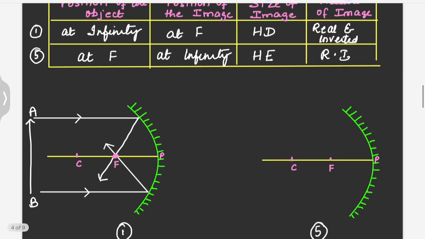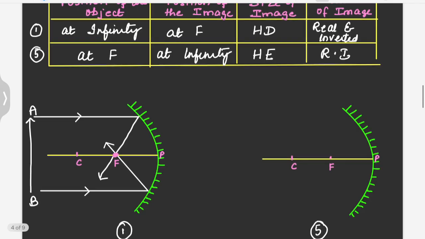Now let us draw the ray diagram. We are going to keep the object here at F. This is F, and we keep the object on F. This is A and this is B. Now draw two rays. The first ray is passing parallel to the principal axis like this. When it passes parallel, how will the reflected ray be? The reflected ray will pass through F like this. So this is the reflected ray.